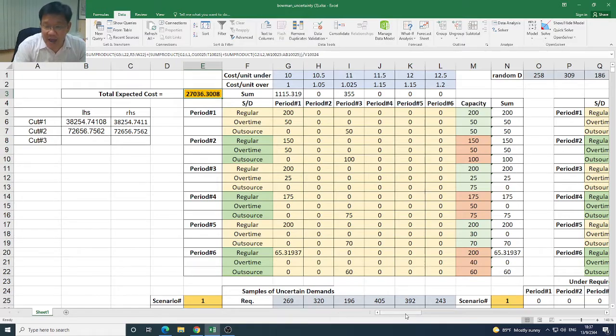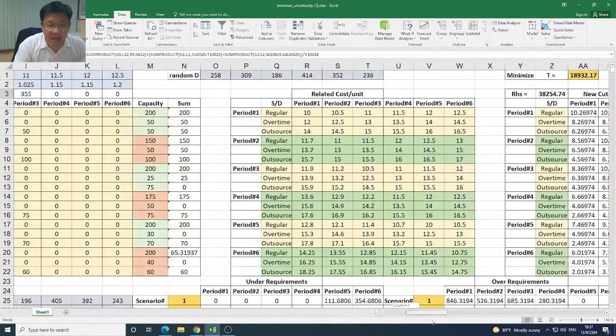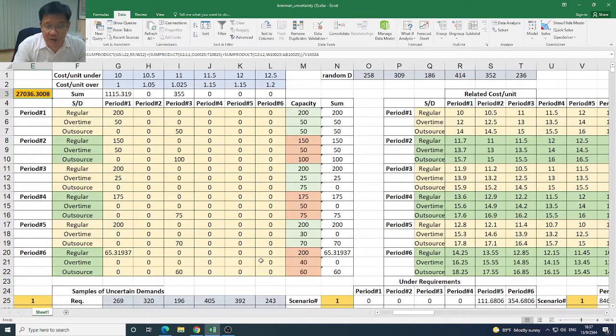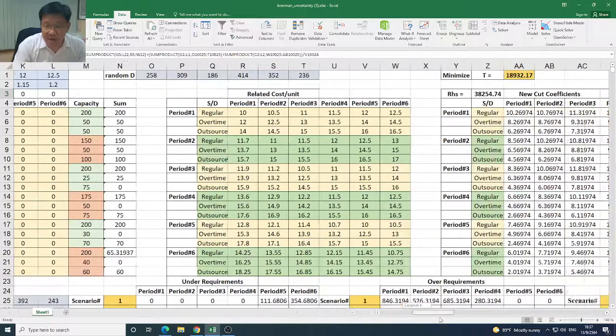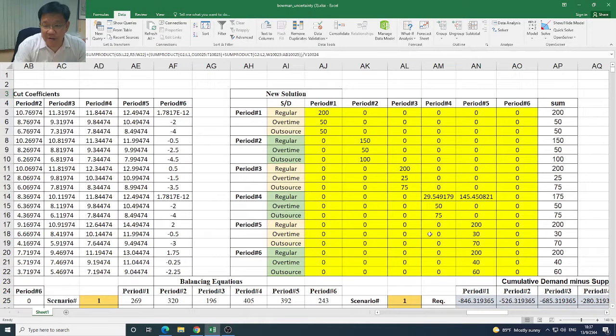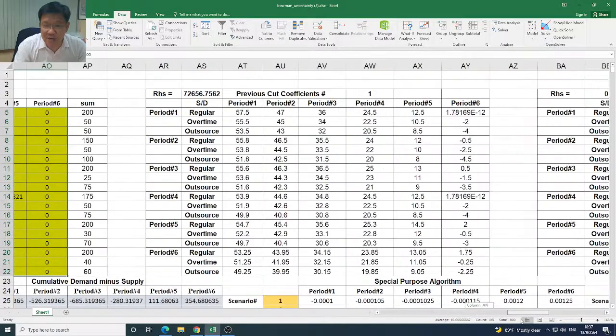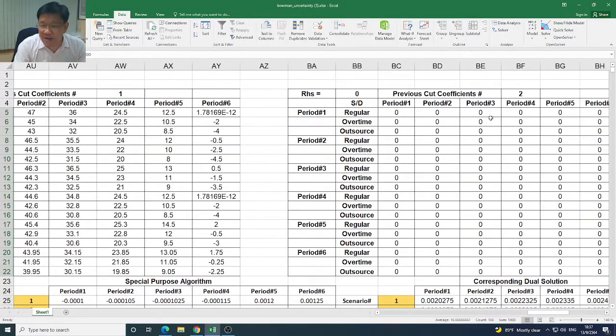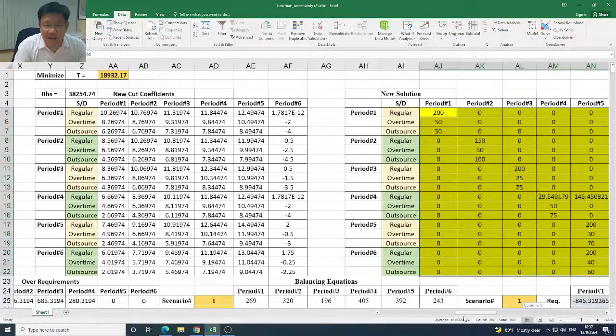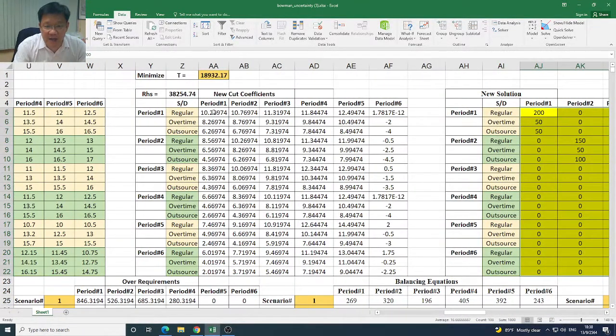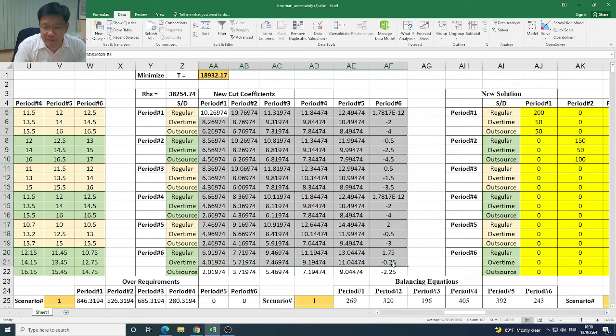Now you get the new solution here. This is the current solution, but the new solution was found here. In order to place the new solution, what do you do? You remember I reserved a new space for you, right? This is the previous cut, the cut coefficient. You have to make sure that you remove all the cut constraints here from the current solution.